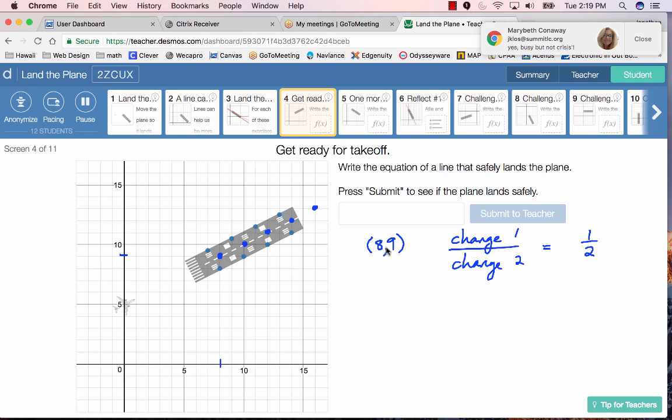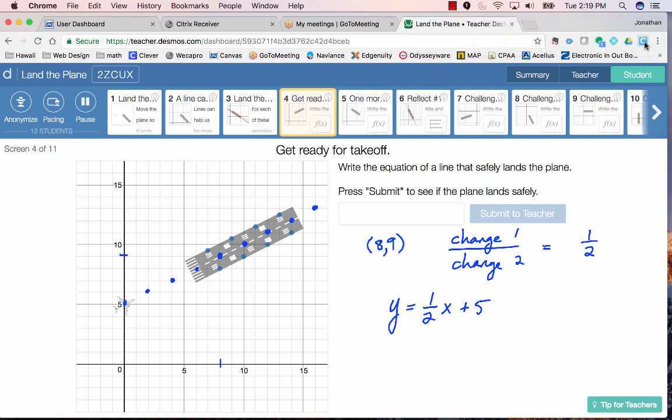And there's a couple other different ways. I got one point. I can keep working my way backwards then to find the y-intercept. And I would say my y-intercept is probably going to be at 5. So let's try that out. Let's try out the equation y equals 1/2 x plus 5 and see what we get. Okay, so y equals 1/2 times x plus 5.